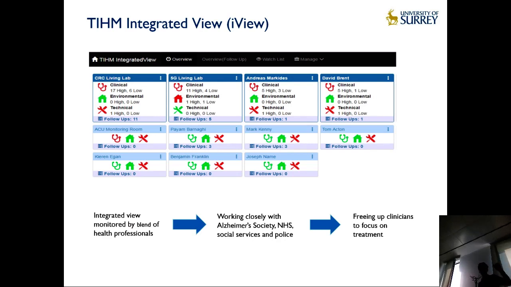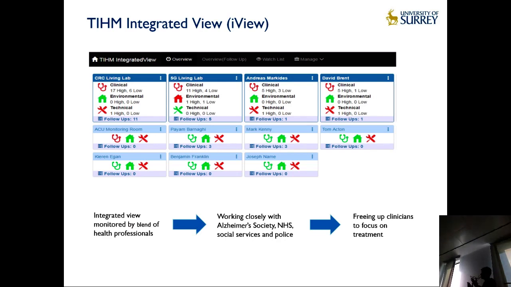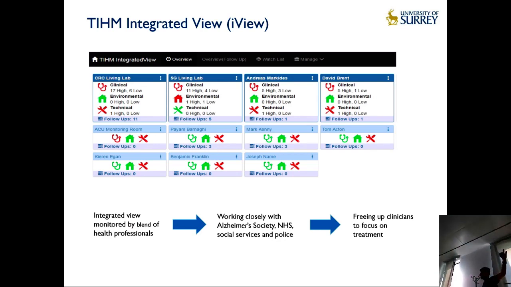And alerts are designed based on three categories: technical, environmental, and clinical. And if everything is okay, there is no alert, the system will minimize itself. And it's a dynamic system. It will reorganize itself based on priority of events. For example, if you're monitoring me and I had a fall, and I'm this patient, this system will automatically move it always to the top left corner of the screen.